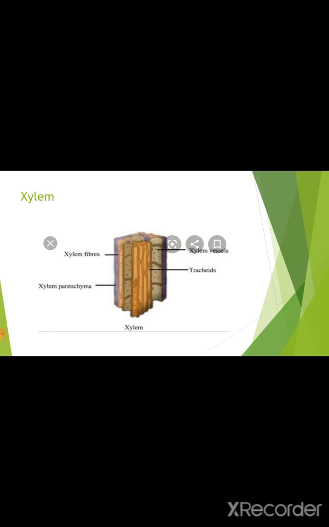The cells are placed end to end. The wall between the cells dissolves. This makes a continuous passage in the form of long pipelines. Functions of xylem. It transports water and dissolved minerals from the root to all parts of the plant. Water is transported in upward direction only. The old xylem forms wood and is not used for transporting water.